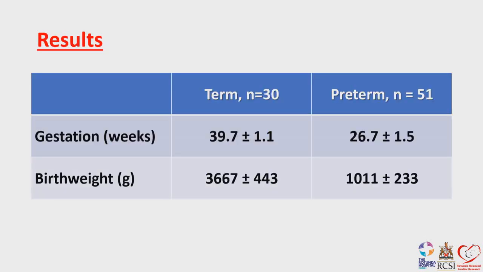So in our term cohort, we had 30 babies. Their median gestation was 39 weeks. Their median birth weight was 3.6 kilograms, and our premature group were 51 babies with a median gestation of 26 weeks and a median birth weight of 1 kilogram.